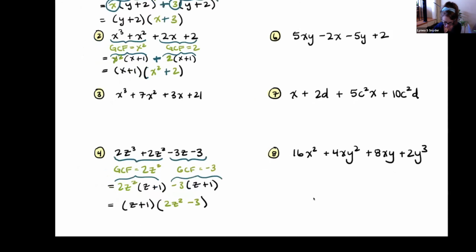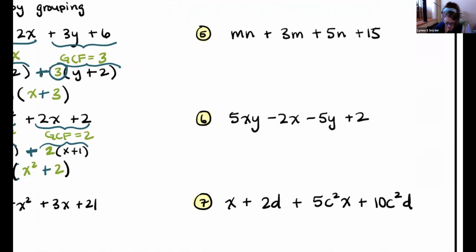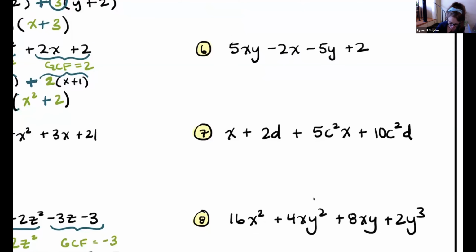All right, we've got a few more here. I'm going to skip number 5. You can try that on your own if you'd like. I'll do number 6 here. So this one is 5xy minus 2x minus 5y plus 2. Okay, so 4 terms. So again, group into 2 groups of 2 and find the GCF of each.